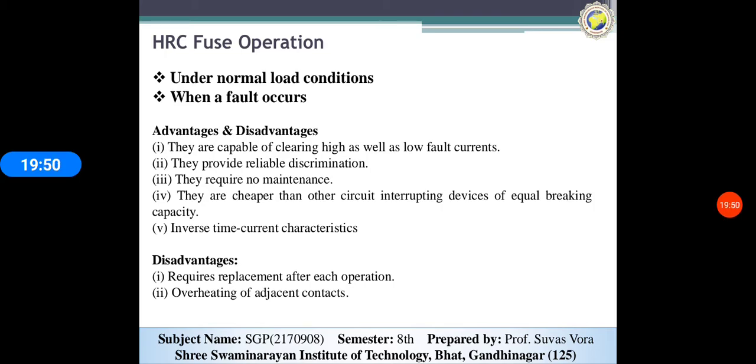So what are the disadvantages? It requires replacement after each operation, and there is overrating of the adjustment contact. There is no adjustment in the fuse. If a fuse is made for 1 ampere, we can use it only for 1 ampere protection. When 1.2 ampere passes through the fuse, it will start melting and disconnect our system.